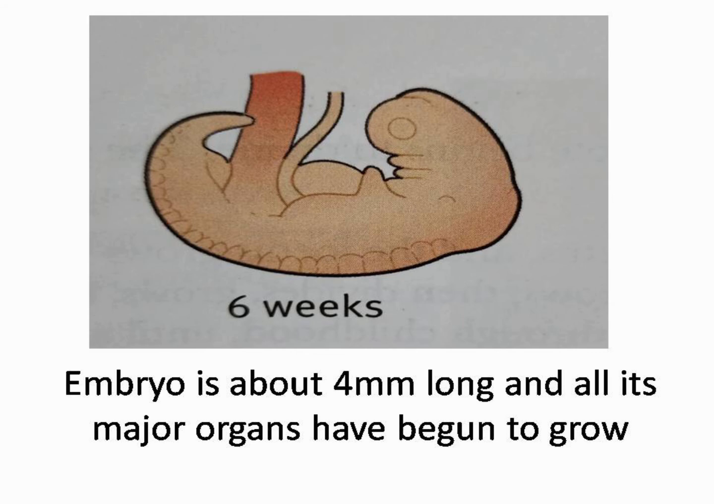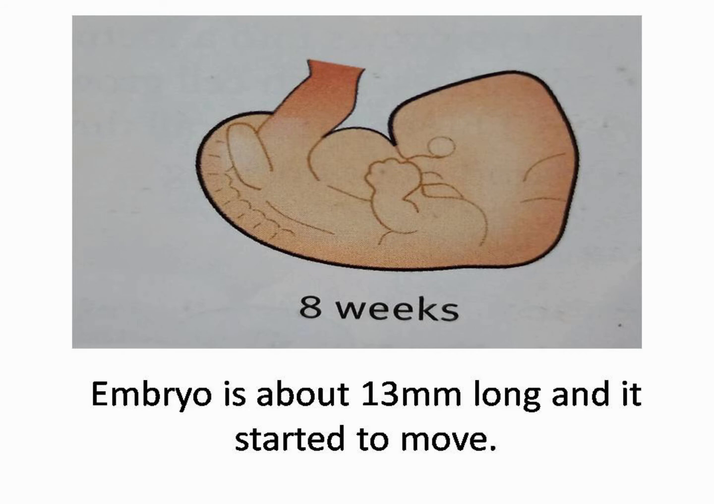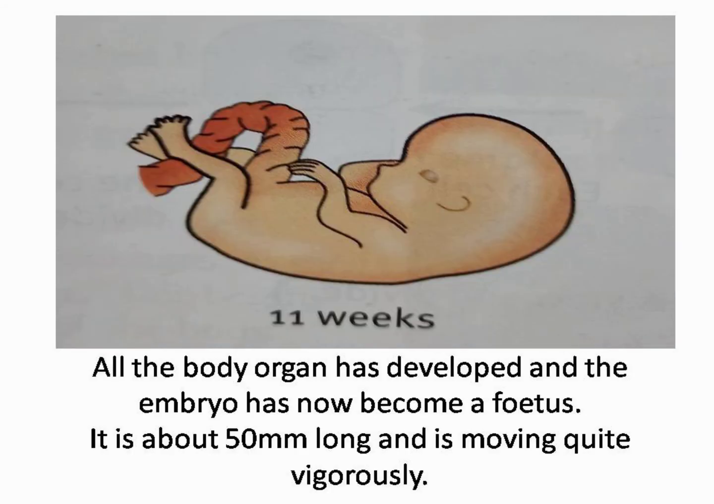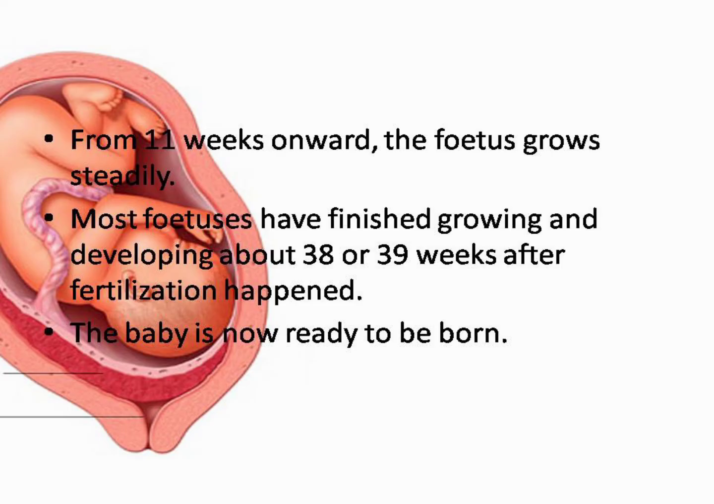By the time it is 6 weeks old, the embryo is about 4 mm long and all its major organs have begun to grow. At 8 weeks old, the embryo is about 13 mm long and it starts to move. At 11 weeks old, all the body organs have developed and the embryo has now become a fetus. It is about 50 mm long and is moving quite vigorously. From 11 weeks onward, the fetus grows steadily.